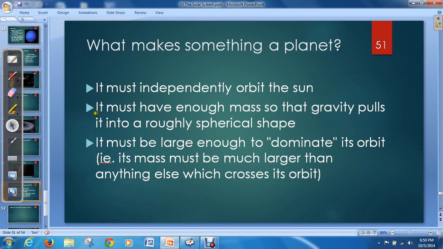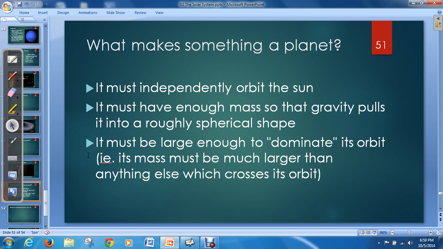The second thing, it must have enough mass so that gravity pulls it into a roughly spherical shape. Think about asteroids. They're all lumpy. They don't count as planets because they're not spherical. Pluto counts on this one. Pluto's mostly round. It's big enough to be spherical in shape. But the third one is the one where Pluto does not count as a planet.